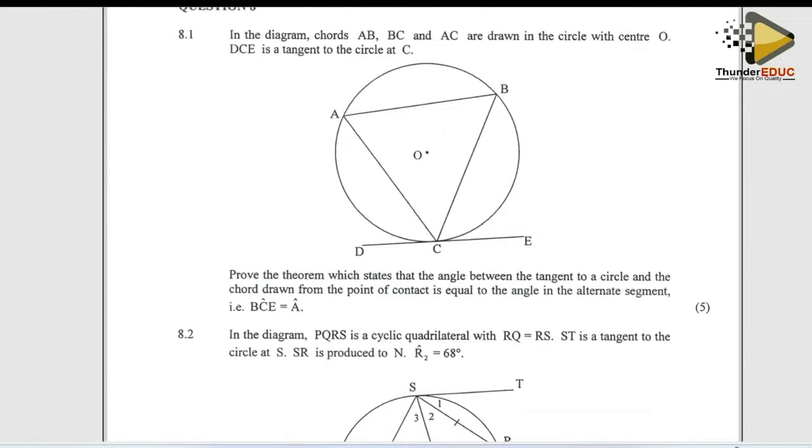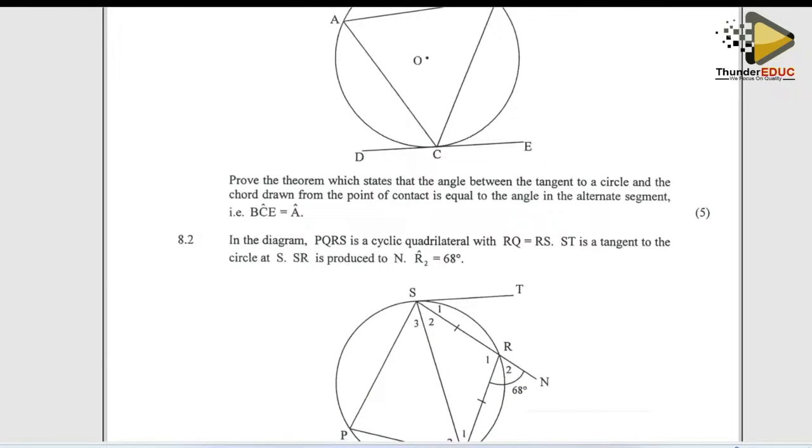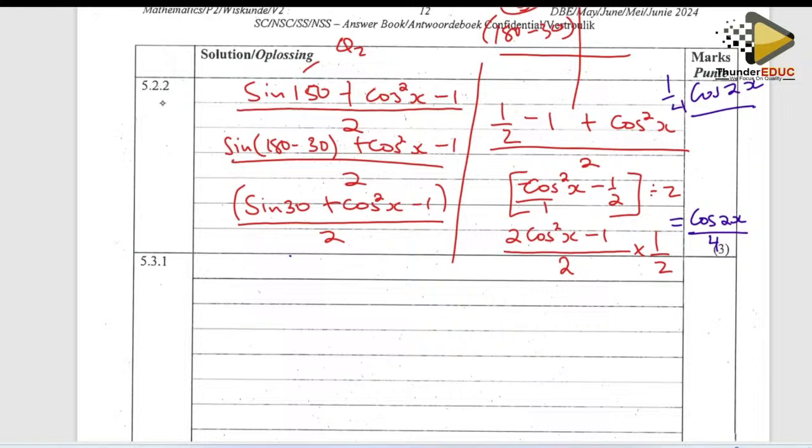Question number 8. In the diagram, chords AB, BC, and AC are drawn to the circle. BC is a tangent. Can we prove the tan chord theorem? So I'll use this side. That is question number 8.